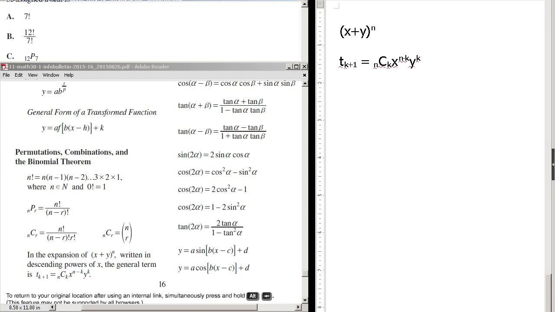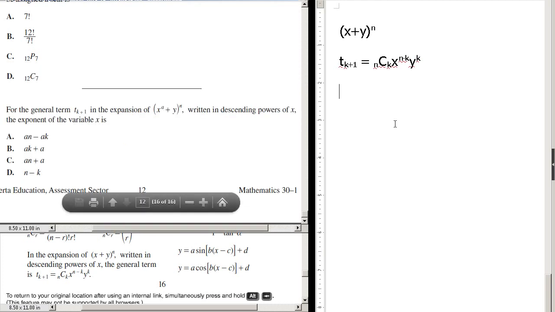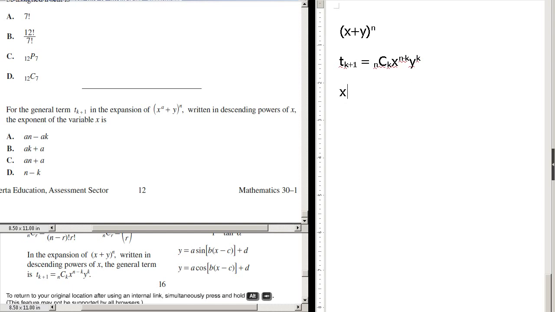But in our case, looking at the question again, we're given x to the a plus y to the power of n. So how do we do this? How do we deal with the extra a here in the x? Well, there's a simple trick. All we have to do is do a quick substitution.